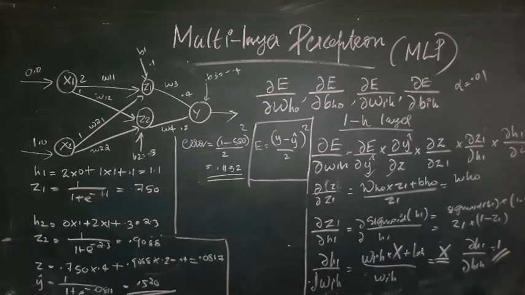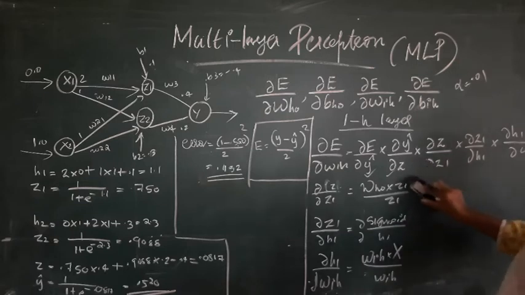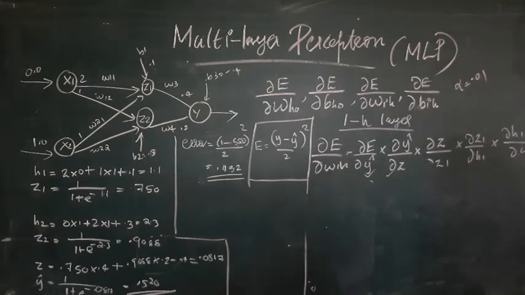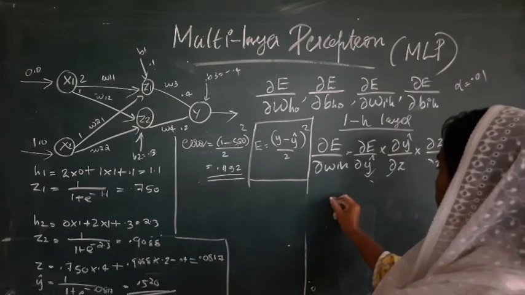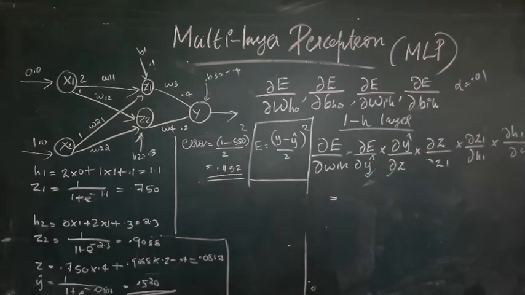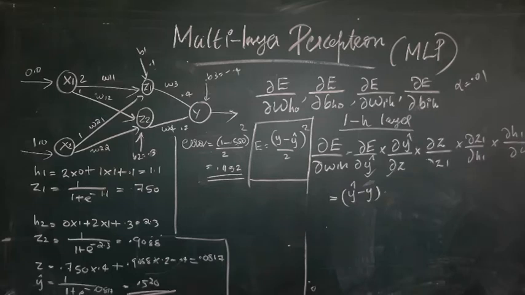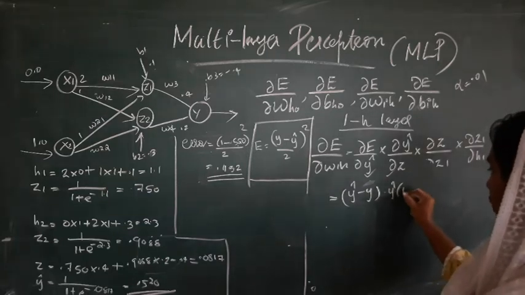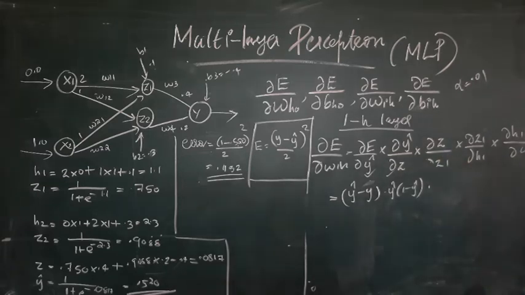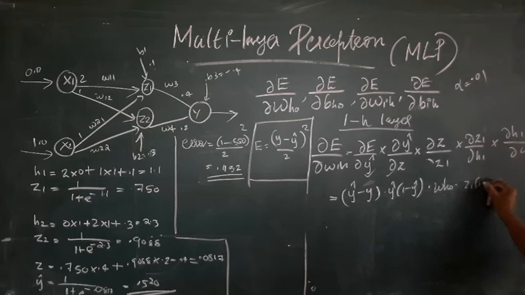Now we have the value for all the parameters, so we will write down the equations. For weight updates in the input to hidden layer, the first parameter is y cap minus y, the second parameter is y cap into 1 minus y cap, and this parameter is who, which we found a few minutes earlier. Now this parameter is z1 into 1 minus z1, and this parameter is x.